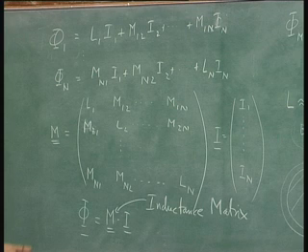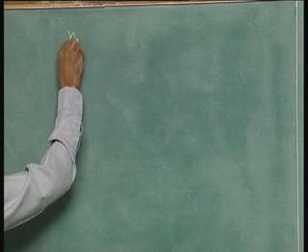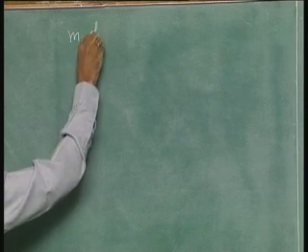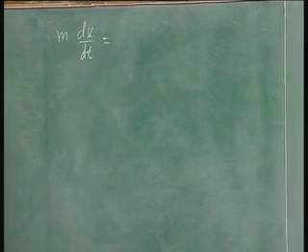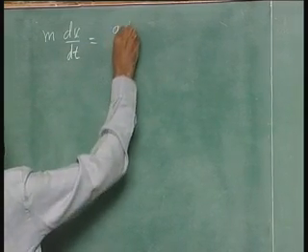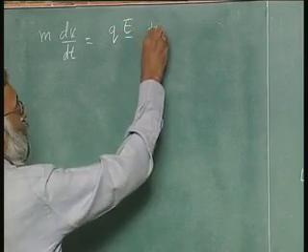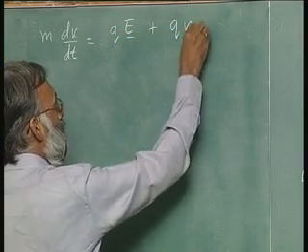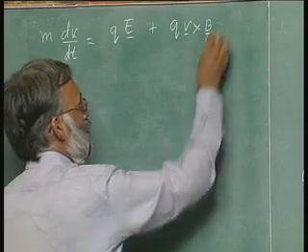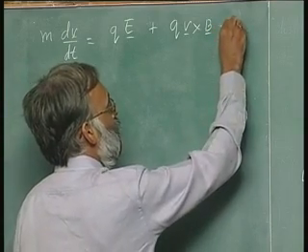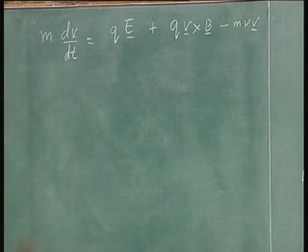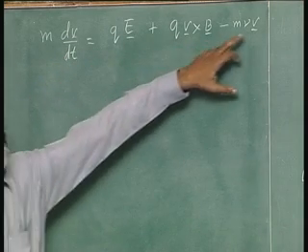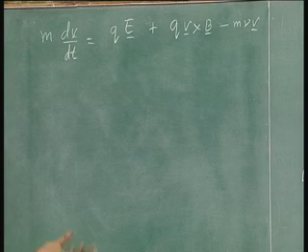We had done a problem for a charged particle. I solved the force equation m dv/dt is equal to the forces on the charge, which are the electric force qE, the magnetic force q v cross B, and the friction force, which is minus m nu v. So, these three forces are the forces we can typically expect on a charge.